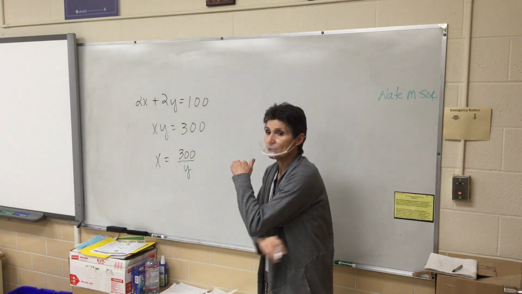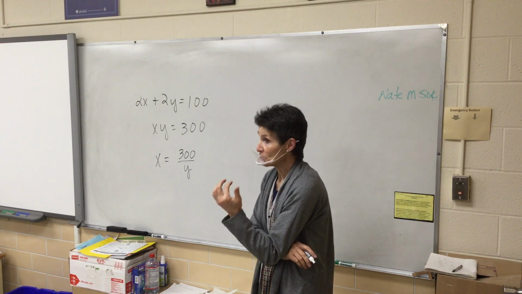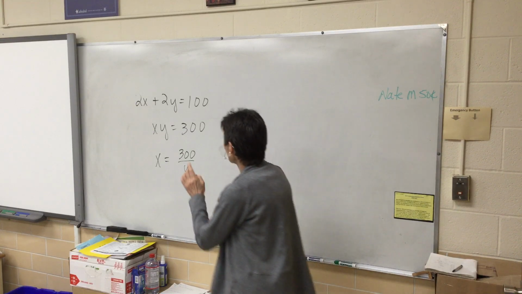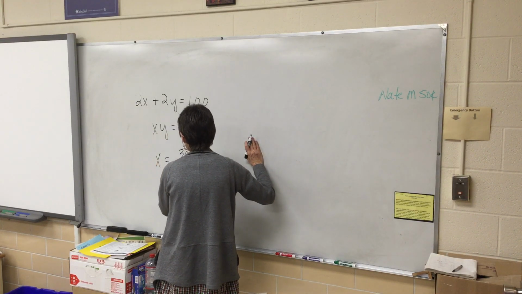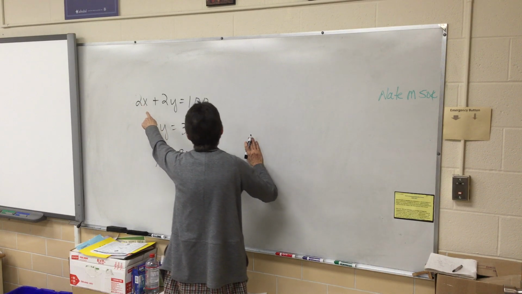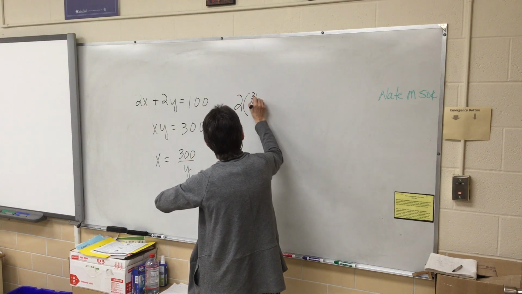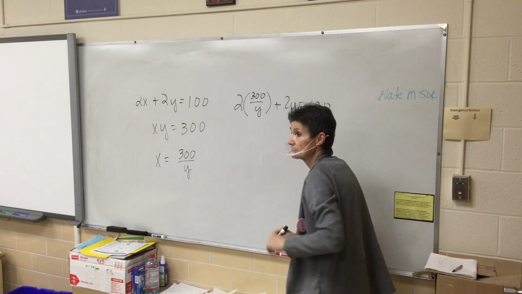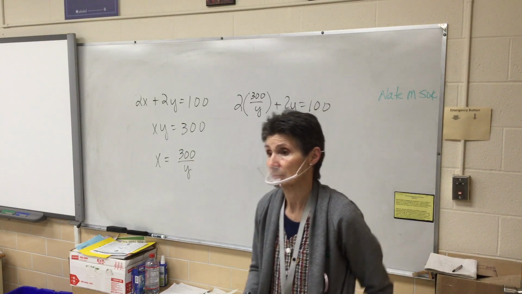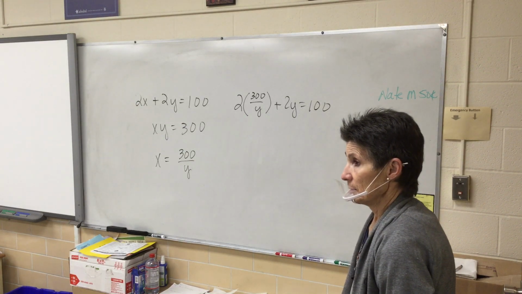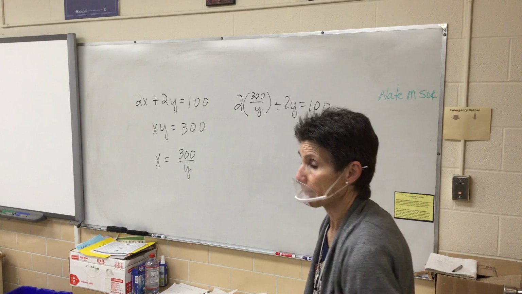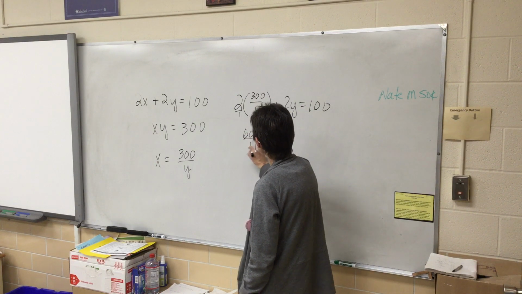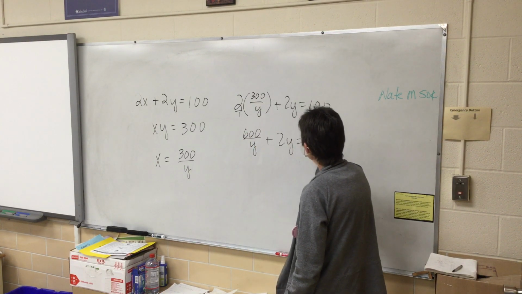Now she's choosing to do substitution pretty much because it's her only choice. There's nothing really to eliminate. So she says, I'm going to solve this for x. So then I'm assuming you're going to come up here and plug 300 over y in for the x value. Everybody still with us? All right, so remember, multiplying fractions straight across. So this is 600 over y plus 2y equals 100.